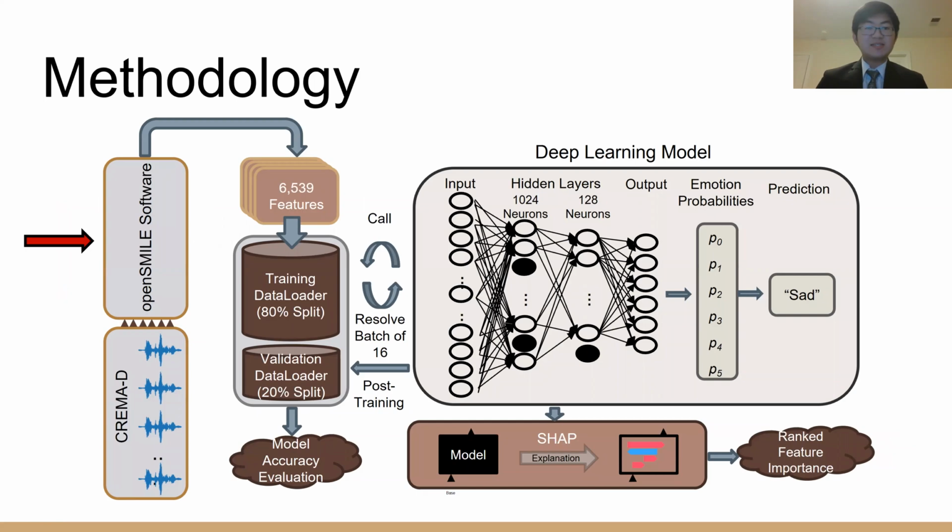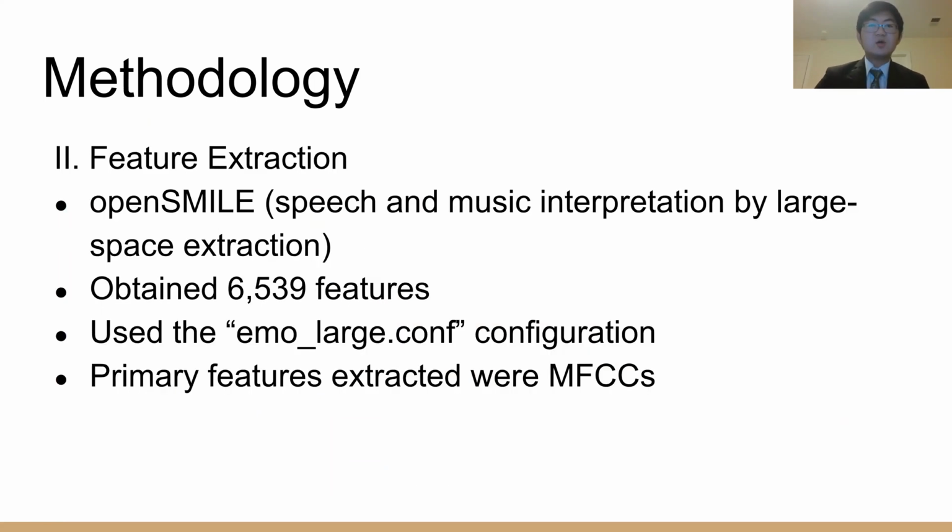Next is pre-processing the data through the OpenSmile software. OpenSmile, SMILE meaning speech and music interpretation by large space extraction, essentially takes in raw audio data and produces a feature set of 6,539 different features for every individual audio data. Once I extracted these features, I used the EMO large configuration through this process in order to obtain this number of features. In particular, the primary features extracted from this program were MFCCs, the mel frequency cepstral coefficients. The coefficients range from 0 to 12, with 0 representing the lower frequencies, while 12 represented higher frequencies of the MFCCs.